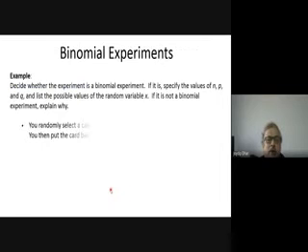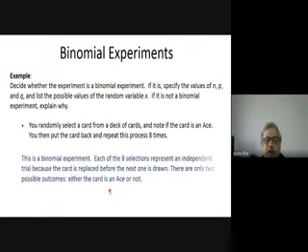Now, just an example: decide whether the experiment is a binomial experiment or not. If it is, specify the values of n, p, and q. Quickly we do this and list down the possible values of the random variable x. If it is not a binomial experiment, explain why. You randomly select a card from a deck of cards, and note whether the card is an ace. You put the card back and repeat this process 8 times.